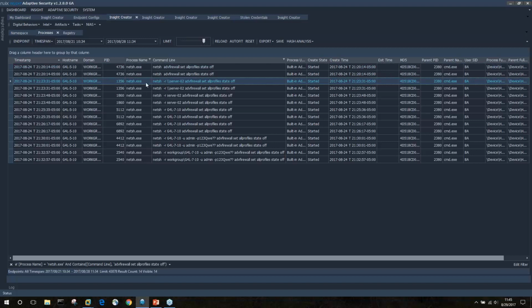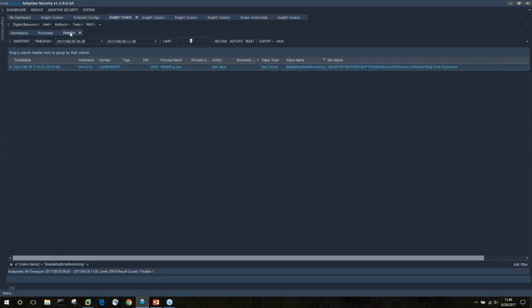Then the same utility was used to turn the firewall off on server 2 and on another host here on G4L710. So this gives me an initial picture or something to look for in terms of establishing foothold and what people might be doing to disable or compromise firewalls.